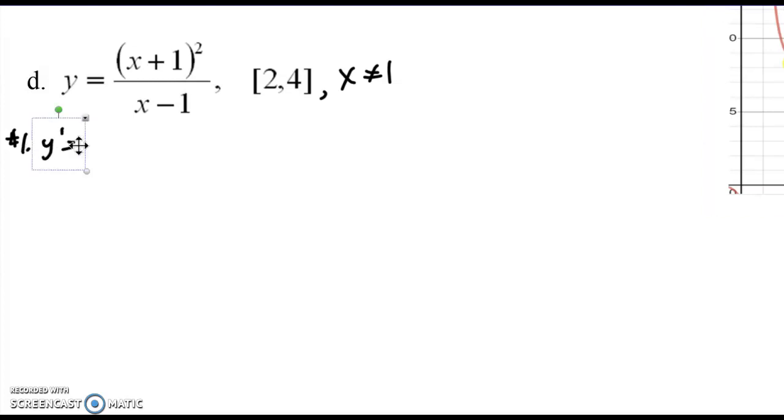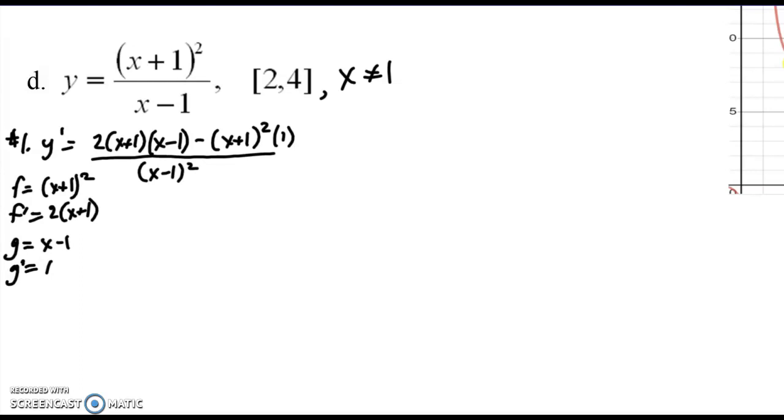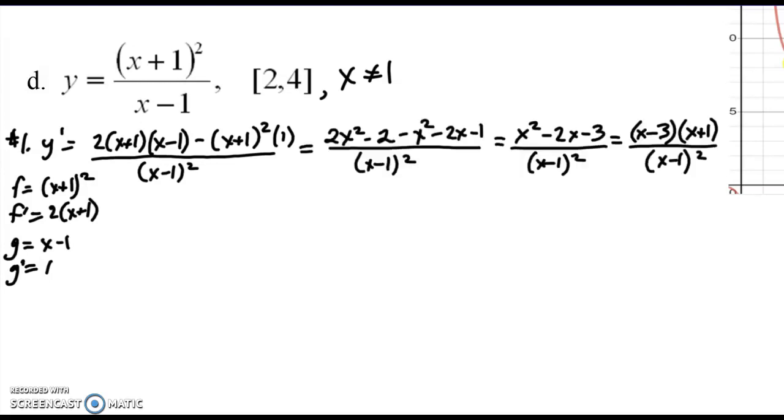I'm going to pause it. You're going to find the derivative of this function. You need to use the quotient rule. Here's what I've got so far. Again, you can pause that, and we're going to multiply everything through and gather like terms. Alright, when the like terms are gathered, we find that the derivative is this, x minus 3 times x plus 1 divided by x minus 1 squared.